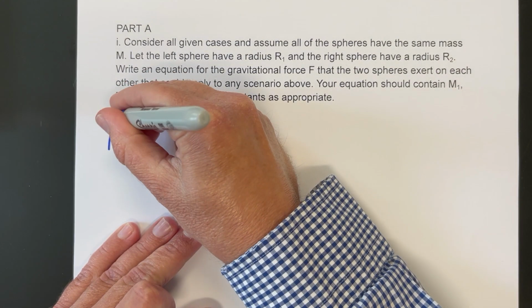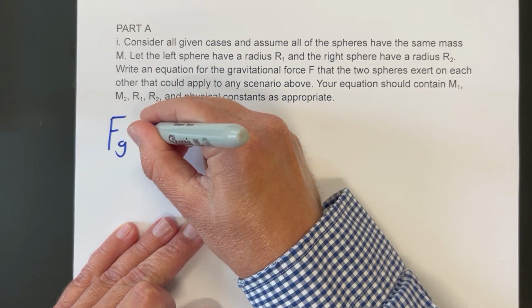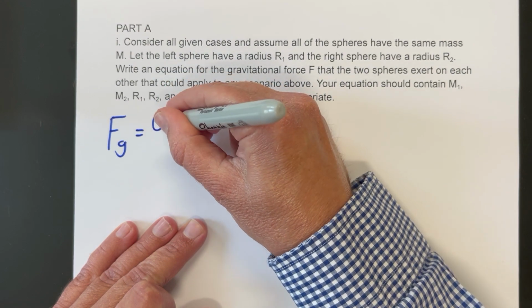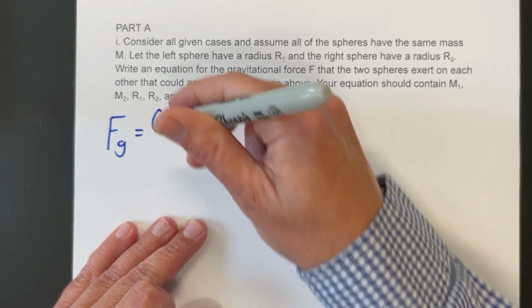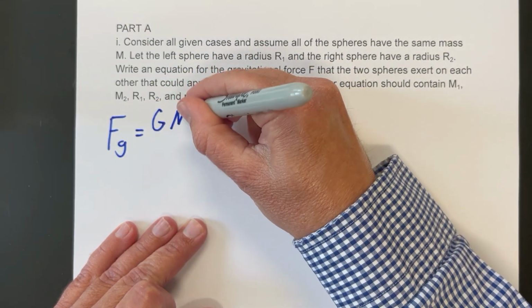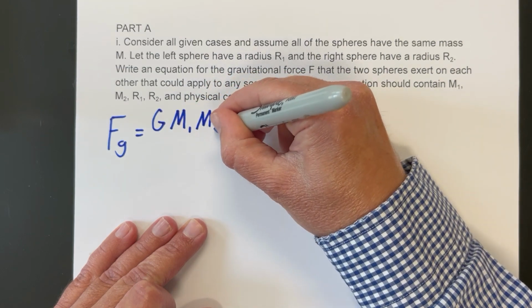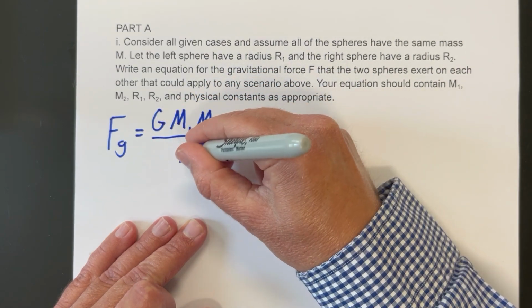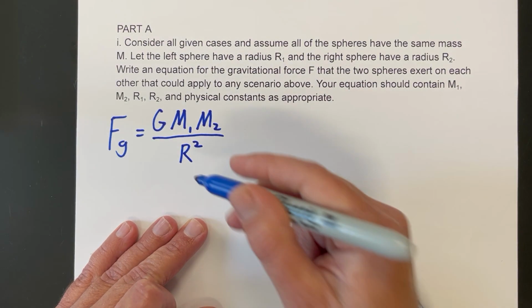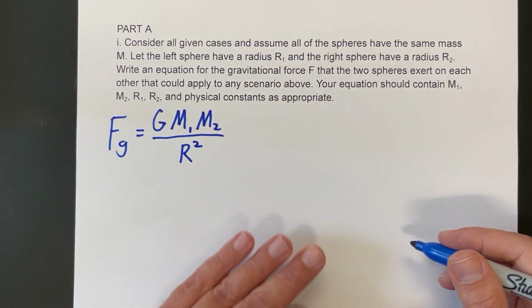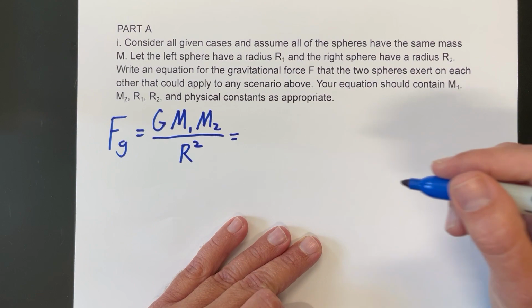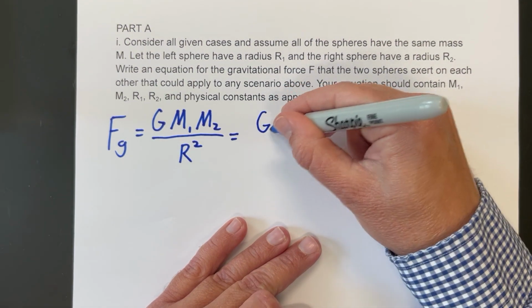Okay, so the gravitational force is going to follow Newton's universal law of gravitation, and that says that the force of gravity is the gravitational constant times mass 1 times mass 2 divided by the distance between their centers squared. Now that distance is just a generic distance for now. So let's set it up a bit more specific for the problem here.